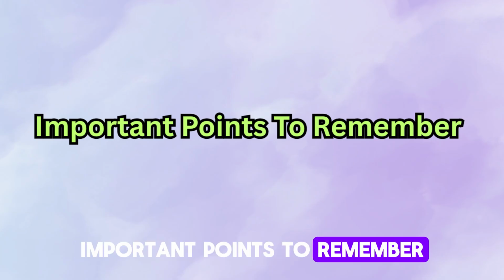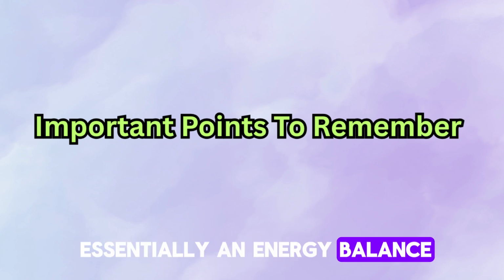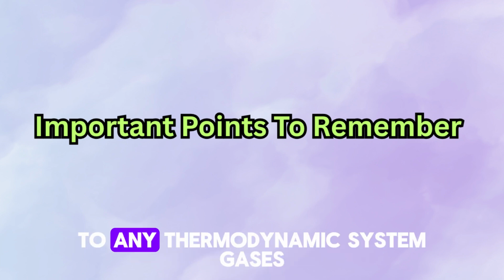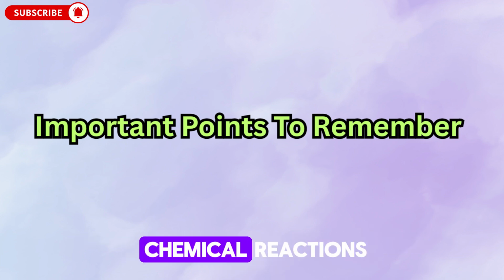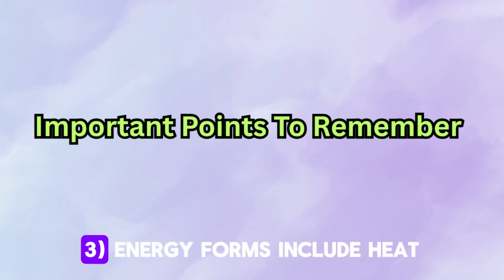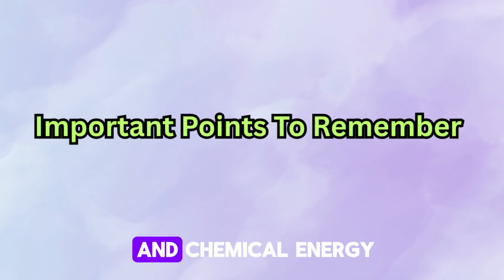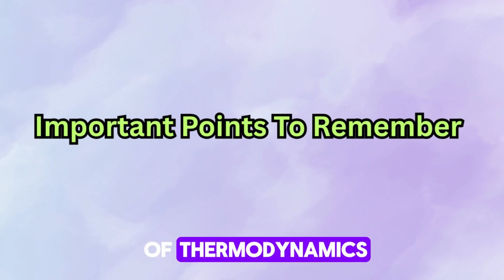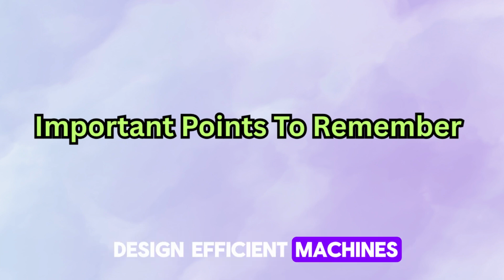Important points to remember. One. The first law is essentially an energy balance. Energy entering minus energy leaving equals the change in stored energy. Two. It applies to any thermodynamic system, gases, liquids, solids, or even chemical reactions. Three. Energy forms include heat, mechanical work, electrical energy, and chemical energy. Understanding the first law of thermodynamics unlocks the secrets of energy transformation and equips us to design efficient machines and sustainable energy systems.